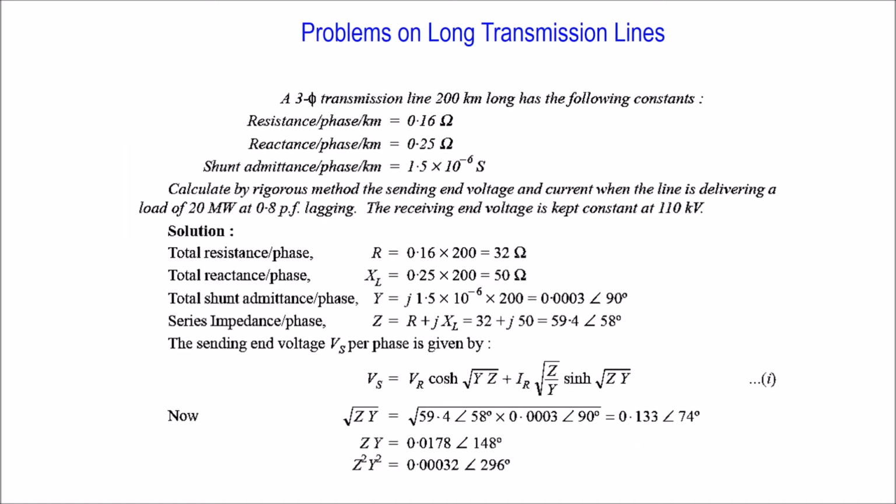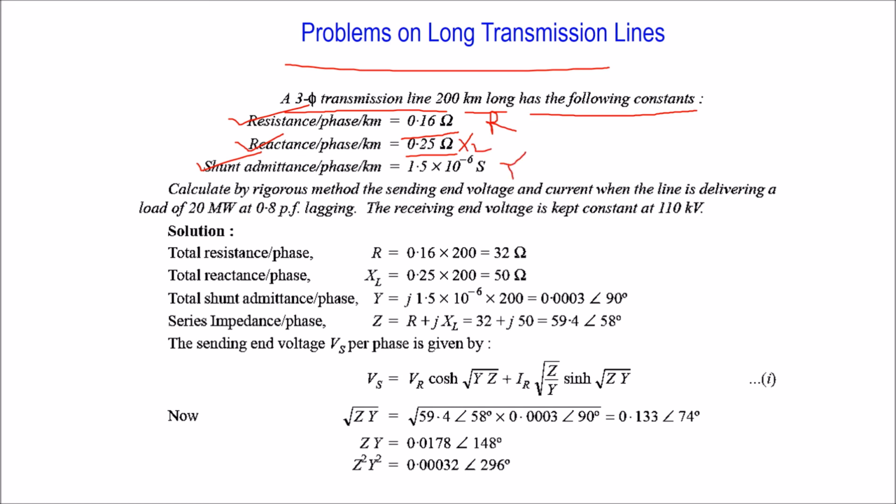Now here is a problem on long transmission line. A three-phase transmission line of 200 km long has the following constants. So resistance is given as 0.16 ohm. Reactance is also given as 0.25 ohm. Shunt admittance is given, so value of Y is given. So series resistance means this is value R, reactance value is XL, right? Shunt admittance is Y.